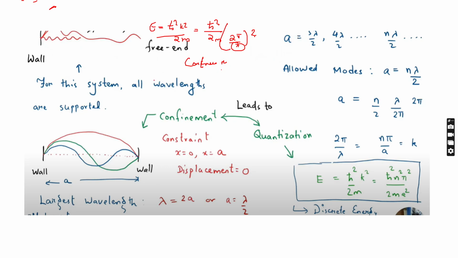But in the second case, the first one, the red color one, with half lambda, like lambda by 2 at distance a, it will be lambda by 2, lambda, 3 lambda by 2. So only particular values are available. If a string is fixed at both ends, what will happen? It will be confined and quantization will come. So how will the wavelength be? At x equal to 0 and x equal to a, the displacement will be 0.